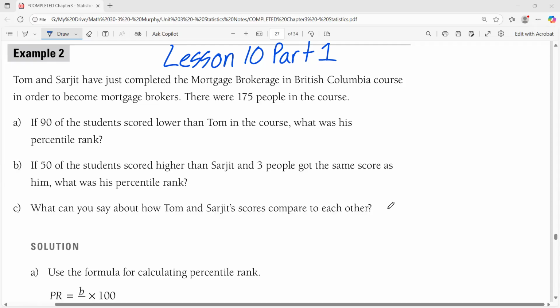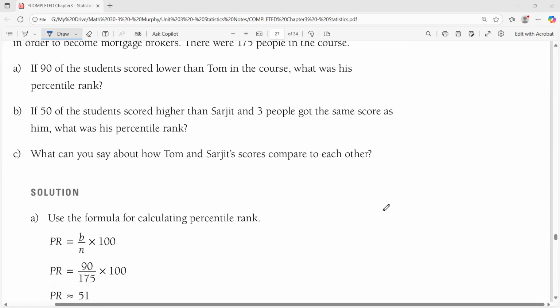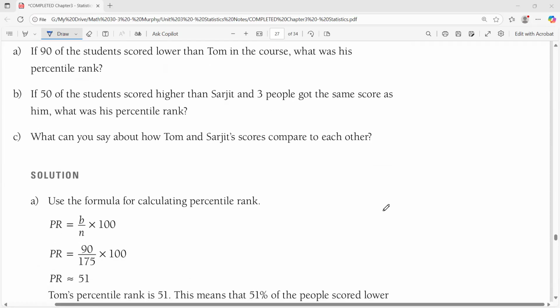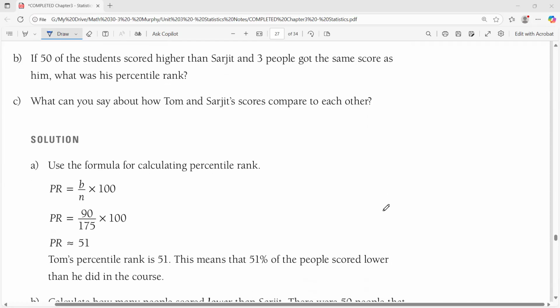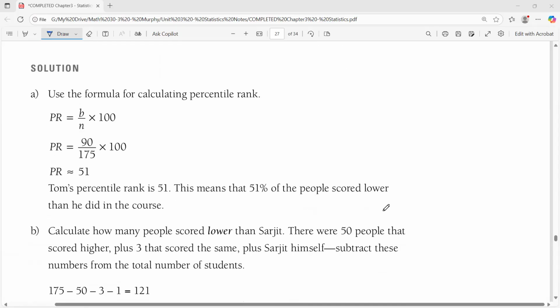Okay, so this one's going to have situations where people have the same score, and we didn't have that in the last example. C, what can you say about how Tom and Sarjeet's scores compare to each other? Okay, so A, if 90 of the students scored lower than Tom in the course, what is his percentile rank? Use the formula for calculating percentile rank.